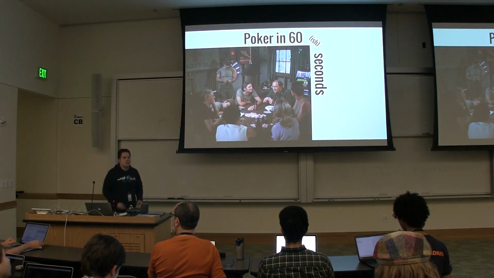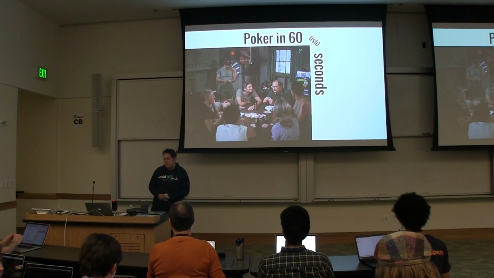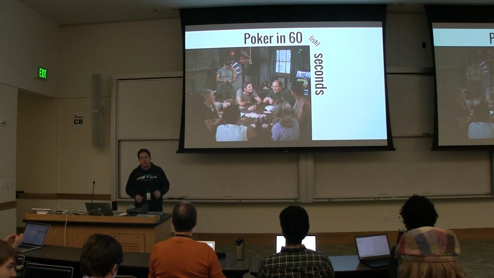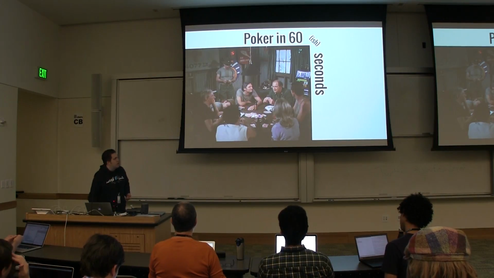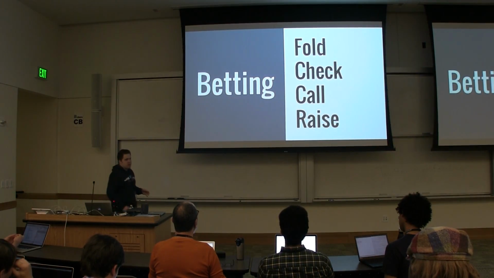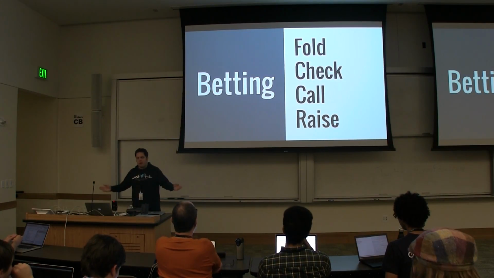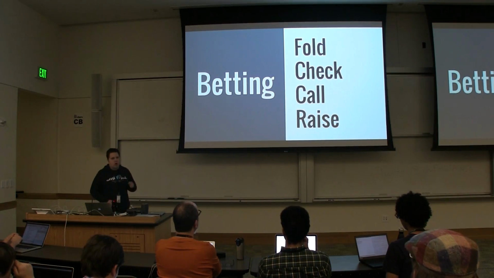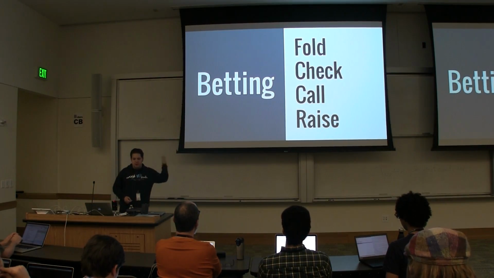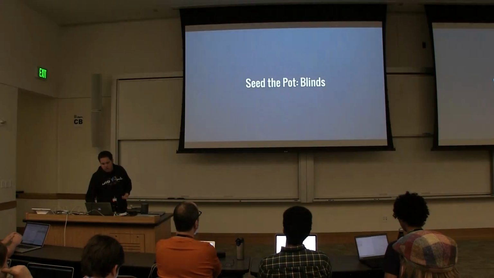So poker in 60 seconds. Who here has never played poker? Okay. So we're talking about Texas Hold'em, which is the variety you see on TV, and bizarrely ESPN. So betting, 4 things you can do when it's your turn to bet. Fold, check, call, raise. Fold is I'm out. Check is I don't have to do anything right now. I'm going to wait and see what happens. Call is I'm going to put in the minimum. Raise is I'm going to force everyone to put more money into the pot to stay in the hand.